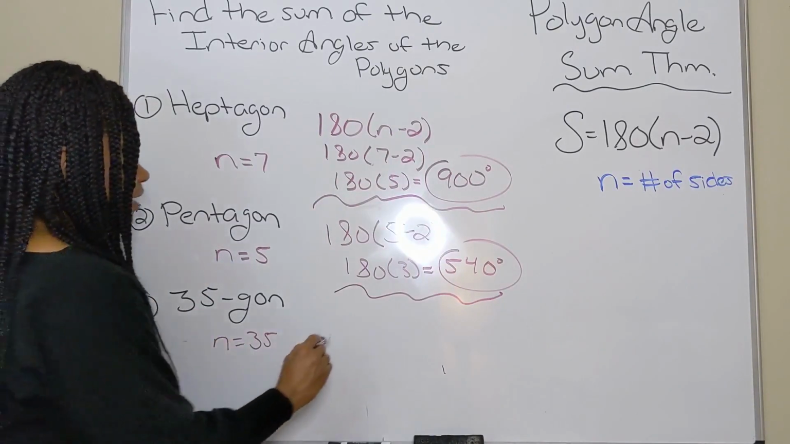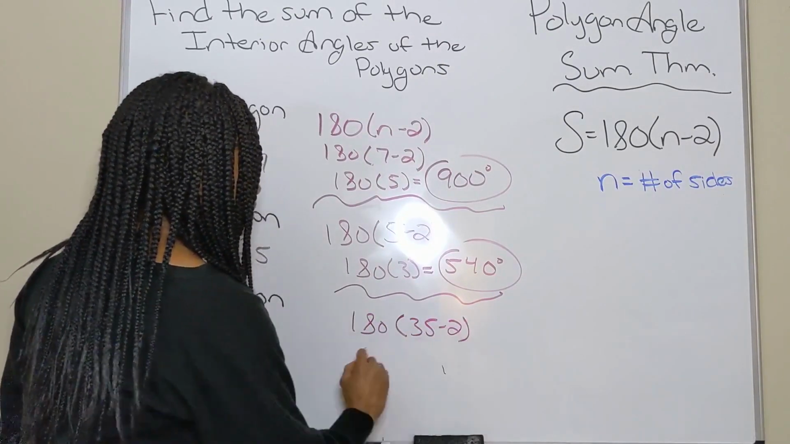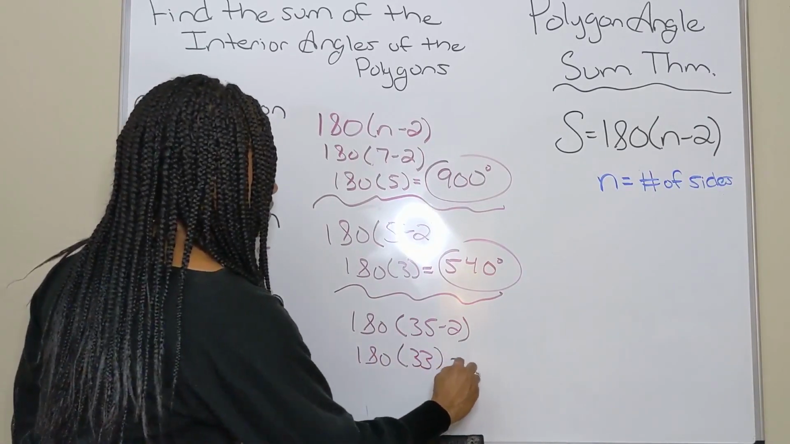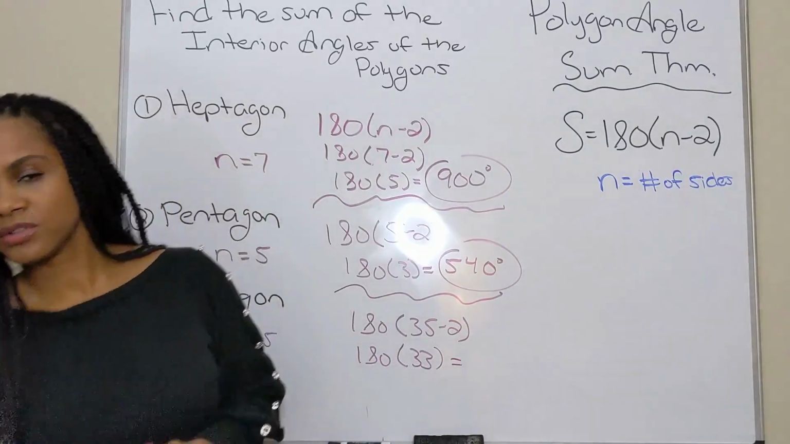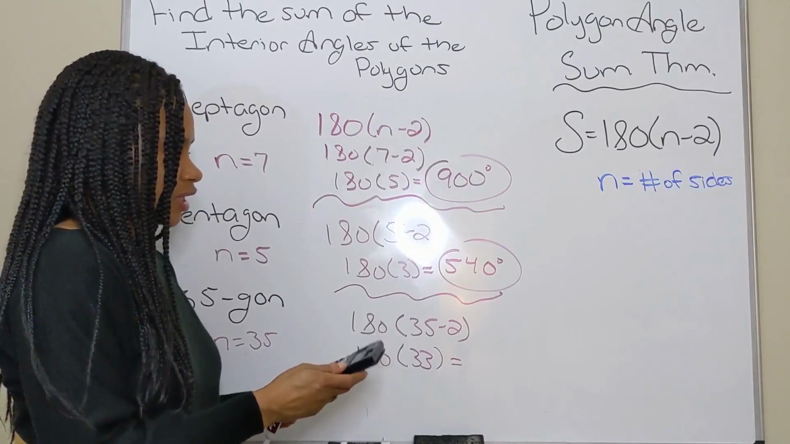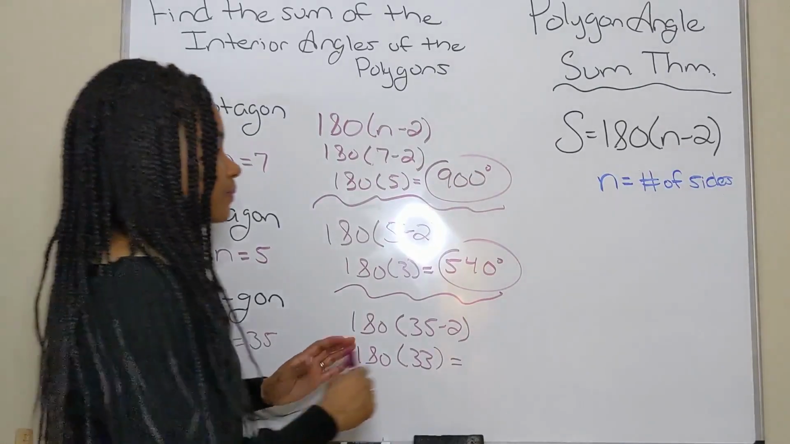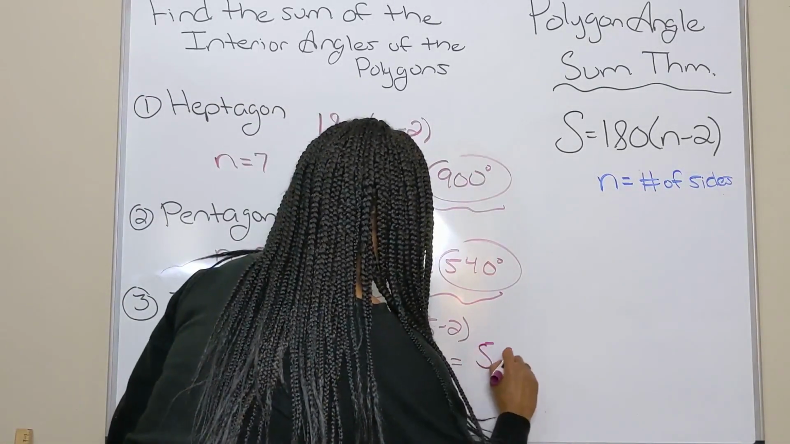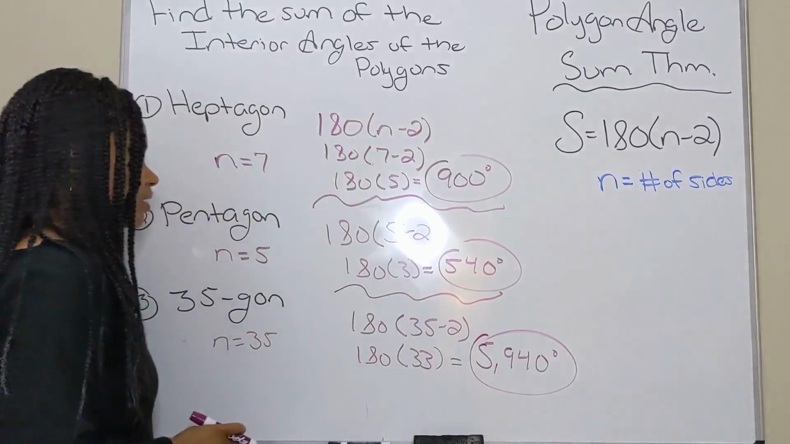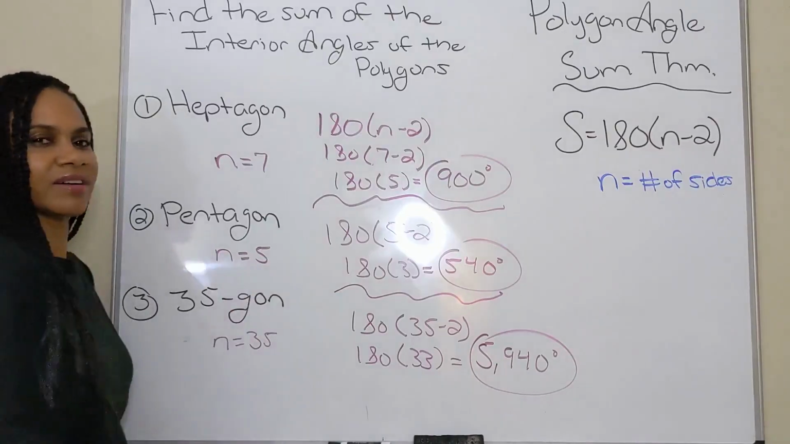So n equals 35. So 180 times 35 minus 2. 180 times 33, because 35 minus 2 is 33. And I'm going to need a calculator for this one. So 180 times 33 gives me 5,940. So the sum of the interior angles of a 35-gon is 5,940. And so we found the measure of all of the interior angles of these 3 polygons.